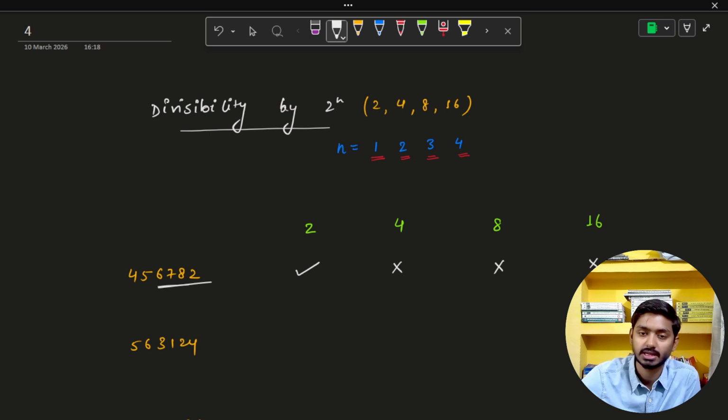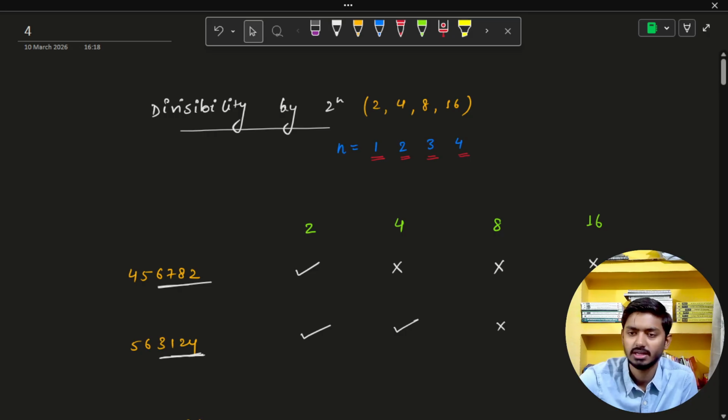Let's do that once again. Last one digit, yes, divisible by 2. Last 2 digits, yes, divisible by 4. Last 3 digits, no, not divisible by 8. Last 4 digits, no, not divisible by 16. So that was all about divisibility by 2 to the power n.